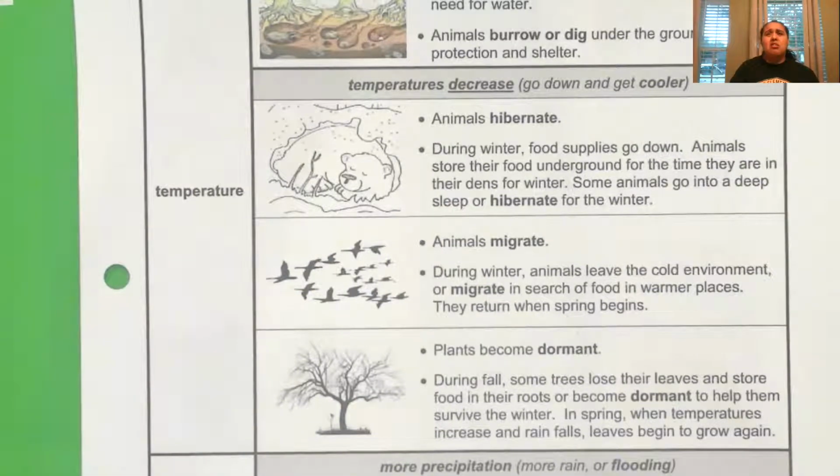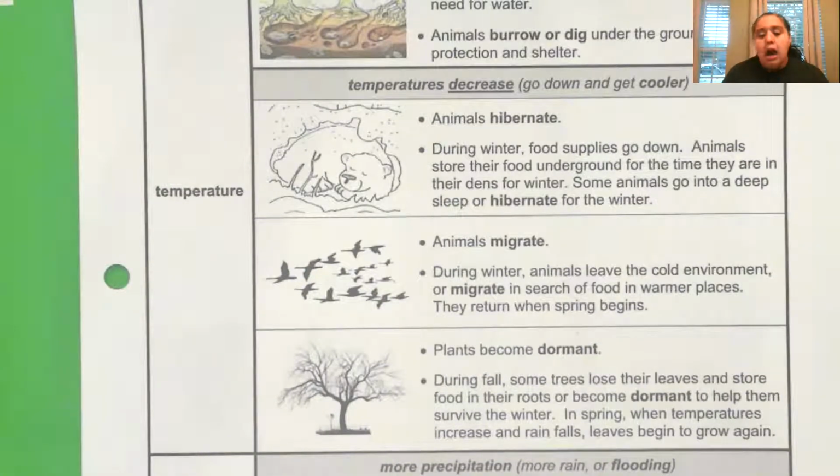And many of you are like, oh my gosh, look, Miss Cornelia, that tree died. Well, it's not dead, boys and girls. During the fall, the trees lose their leaves and they store food in their roots and they become dormant. During this dormant stage, the food that's stored in their roots helps them survive through the winter. In spring, when the temperatures increase and the rain begins again, the leaves will start to grow, the leaves will start making new food, and then we have green, beautiful trees again, right?